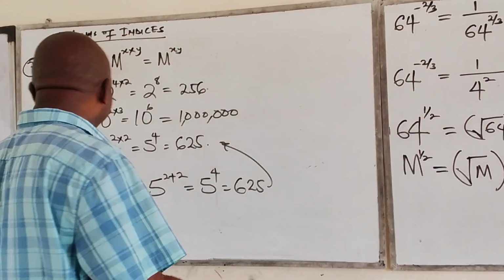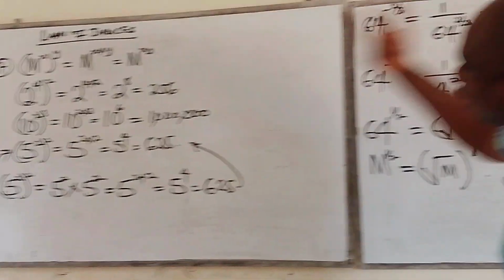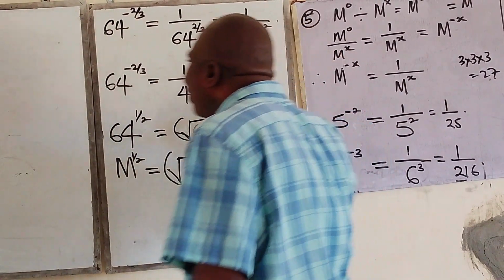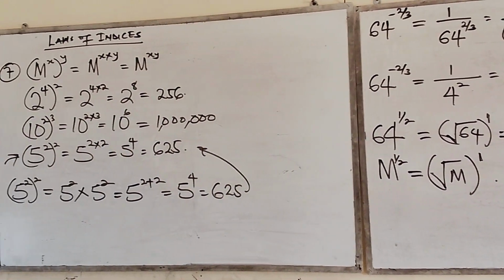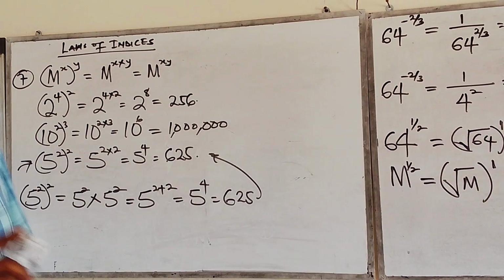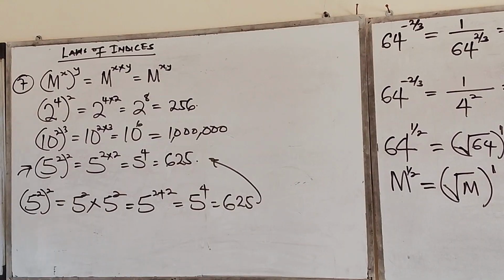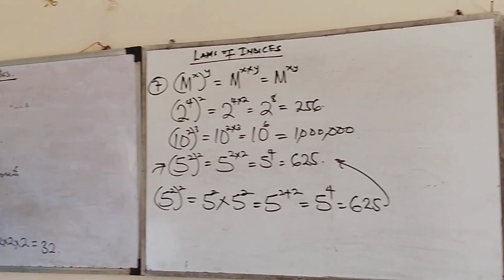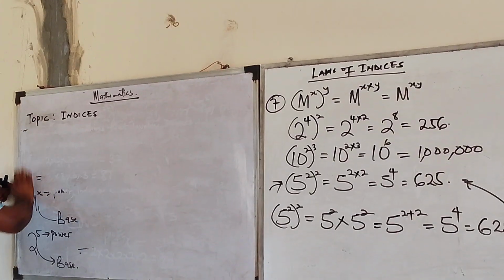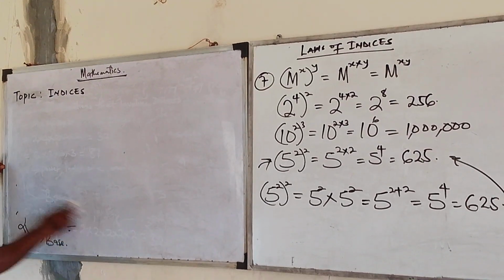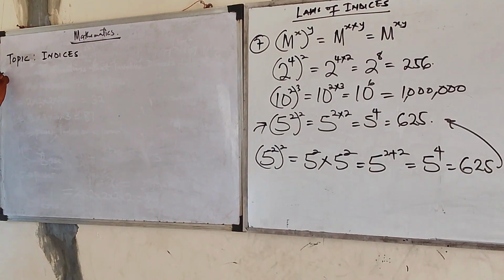Now, what I'm trying to say is this. I can decide to bring this law as the first law. I can decide to call this the second law. I can decide to call this the third law. So all these are the laws of indices. Now we're going to solve one question under this law, one full question under the laws of indices, to summarize all we have done under the laws of indices. Now let's call it example 1.